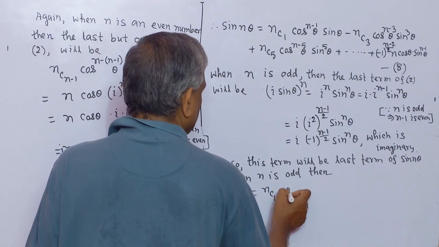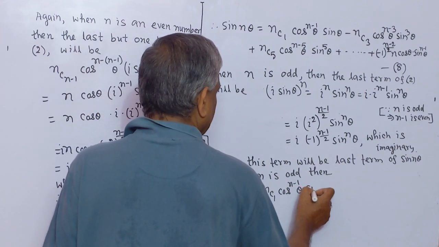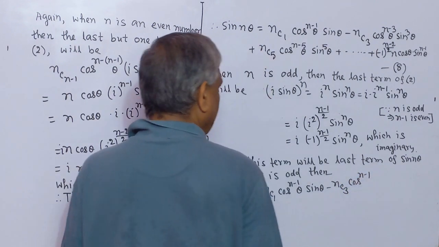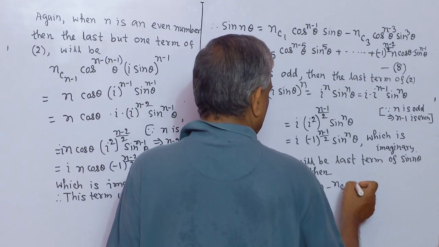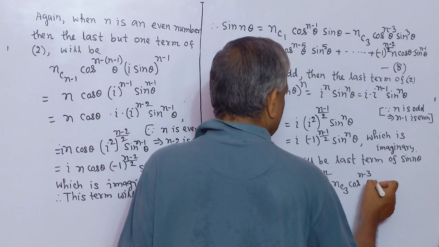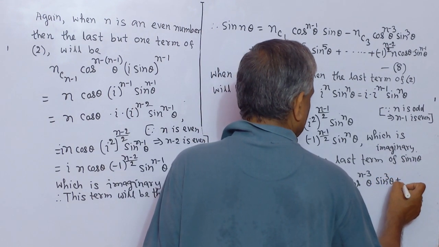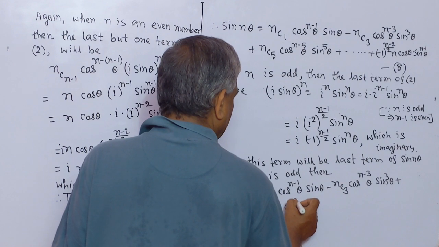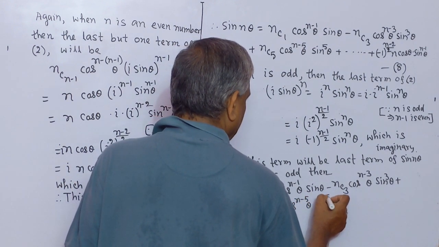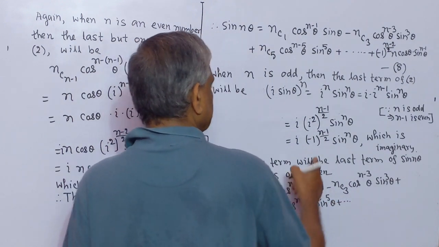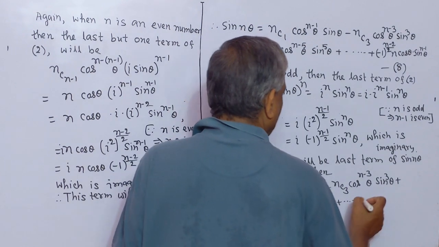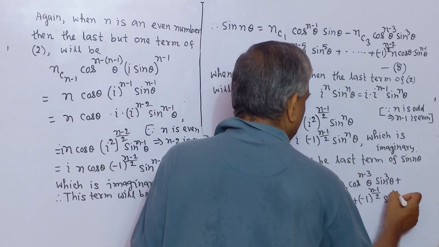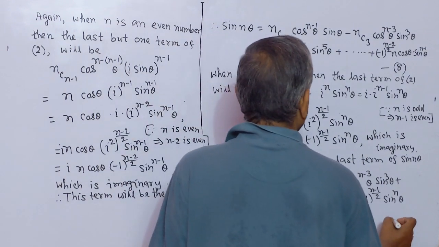nC1 cos to the power n minus 1 theta sin theta minus nC3 cos to the power n minus 3 theta sin cube theta plus nC5 cos to the power n minus 5 theta sin to the power 5 theta plus dot dot dot, and the last term will be minus 1 to the power n minus 1 by 2 sin to the power n theta, and this will be 9.